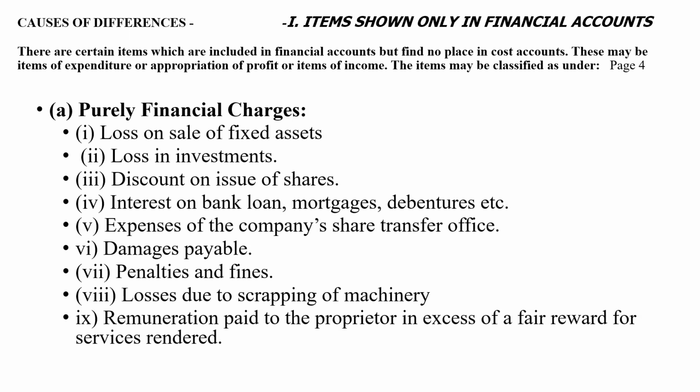The first cause of difference is items shown only in financial accounts. There are three. First one is purely financial charges. Examples: loss on sales, loss on sale of fixed assets, loss on investment, discount on issue of shares, interest, expenses of companies, transfer of damages, penalties, loss on scrapping of business.